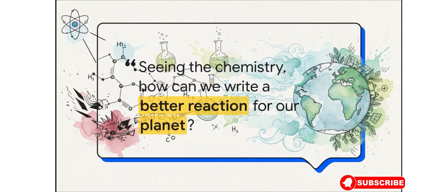And that kind of brings us full circle. We've gone all the way from a single tiny atom to the climate of our whole world. It turns out the rules are exactly the same, it's just the scale that changes. So it leaves us with one last big thought. If we understand the chemistry of the reactions that cause harm, what new reactions can we design to build a better future?